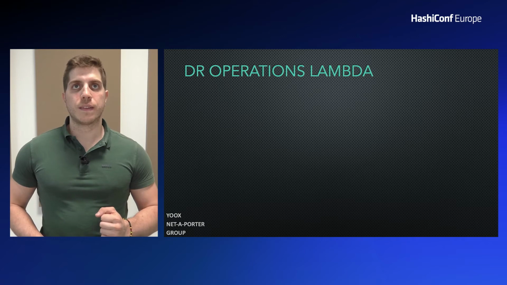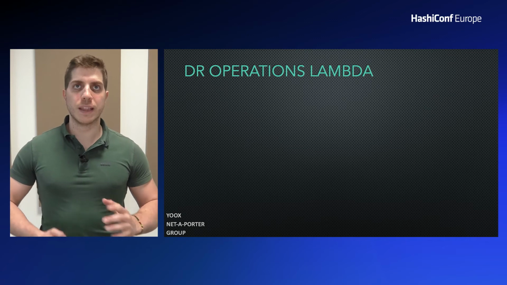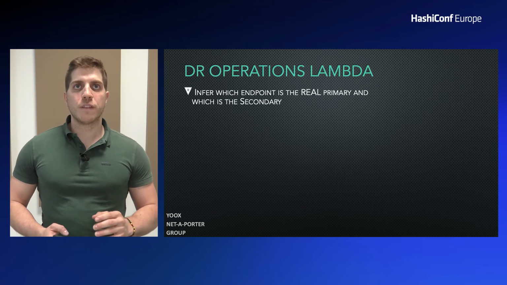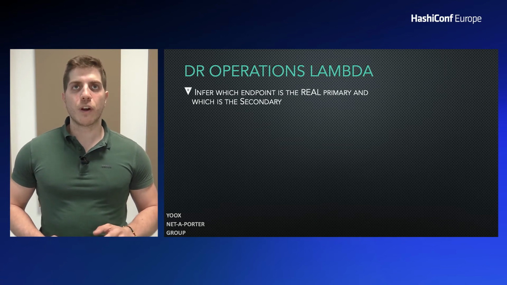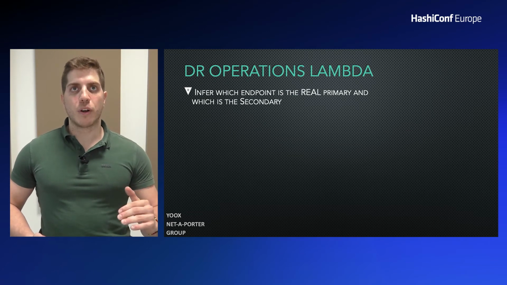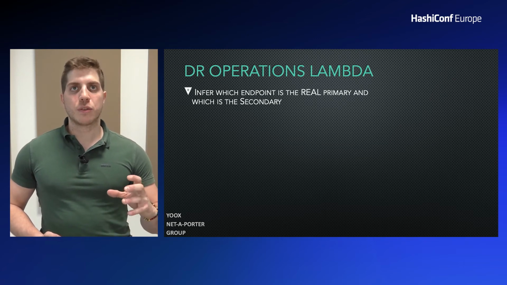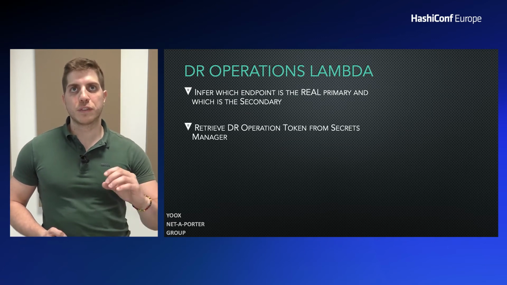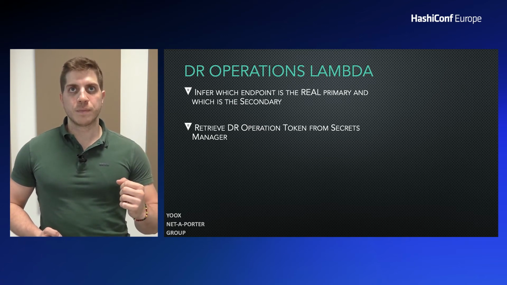Let's now take a look at the DR operations Lambda. Now, this Lambda is in charge of promotion, demotion, and linking of the Vault clusters. So, first of all, it will infer which endpoint is the real primary and which is the secondary. As we saw before, we have the second layer endpoints, which are vault-primary and vault-dr, but the name does not always reflect what is actually the primary and the secondary. So first it will infer which is the real primary. Then it will retrieve the DR operation token from Secrets Manager.